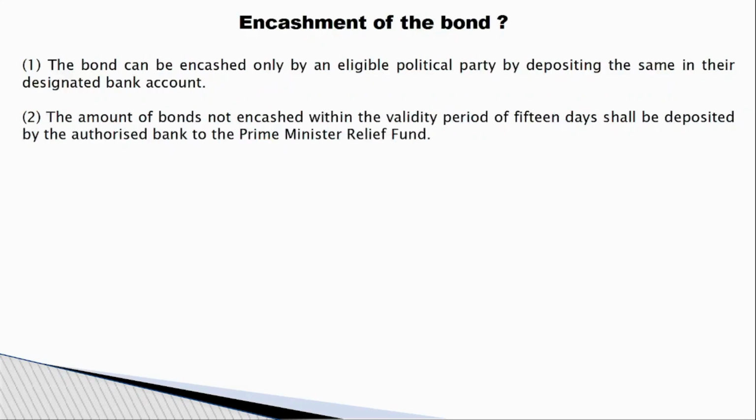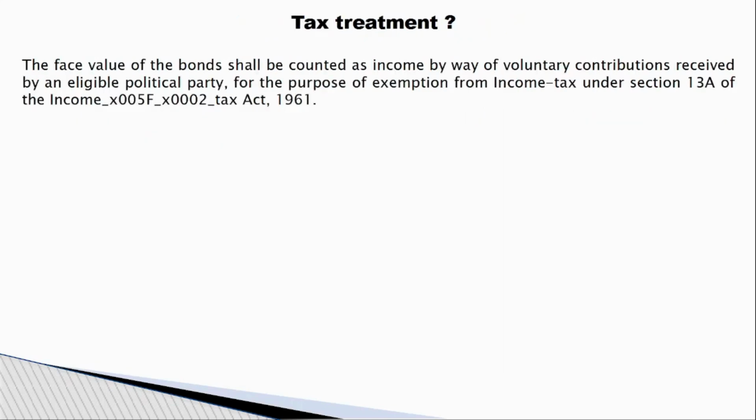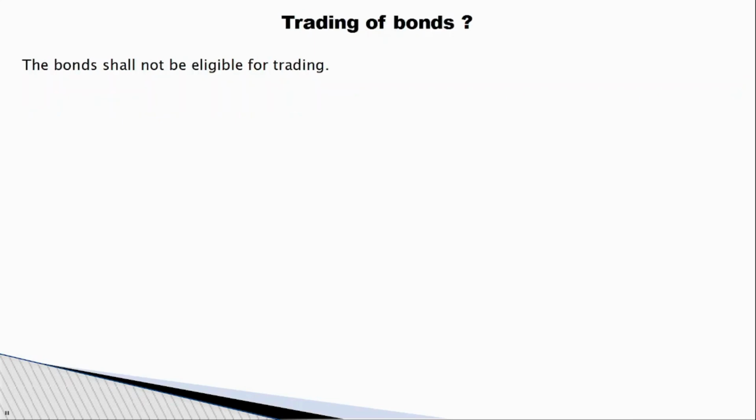Now, encashment of the bond. If you buy a bond and give it to any political party, they'll deposit it to their account within 15 days. Otherwise, the amount will be credited to the Prime Minister Relief Fund automatically. After 15 days, it will be expired, and the expired amount will be credited to the Prime Minister Relief Fund. Tax treatment: yes, as per the tax rules, you'll get exemption for the electoral bonds. Trading: can I buy and sell these bonds? No, no option is available.